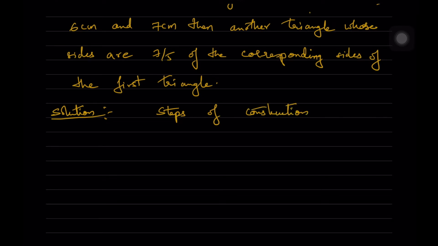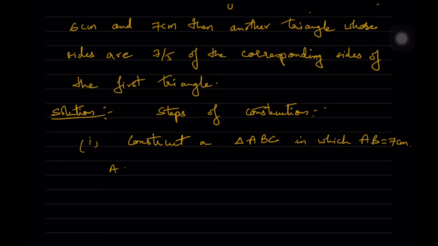First, again we have to construct a triangle. So first, construct a triangle ABC in which AB is equal to 7 centimeters. Always we take the base as the biggest side, so we are taking it as 7 centimeters. Then AC is equal to 5 centimeters and BC is equal to 6 centimeters.